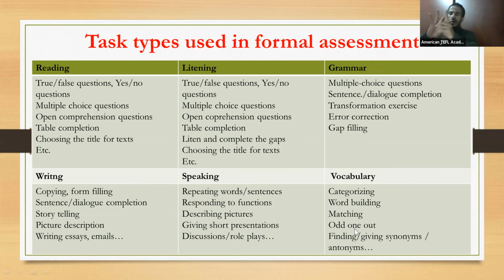Or pizza, burger, couscous, Coca-Cola. So the odd one is Coca-Cola, because Coca-Cola is a drink, but the others are food. Or finding or giving synonyms or antonyms. I'm going to share with you all these activities that we use for formative, etc., and even for summative.